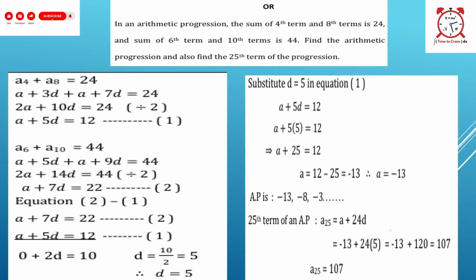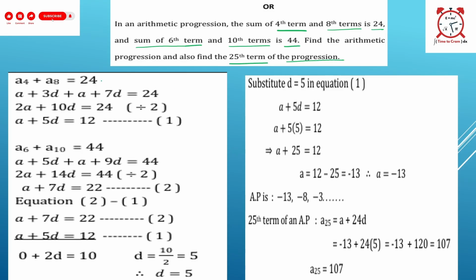Next question. It is an internal option of the same question. So here we will have an internal option. Out of them we have to write any one question in the board examination. Now the question is, in an arithmetic progression, the sum of the 4th term and 8th term is 24, and the second condition, the sum of the 6th term and 10th term is 44. Then find the arithmetic progression and also find the 25th term of the progression. We have to find two answers here.